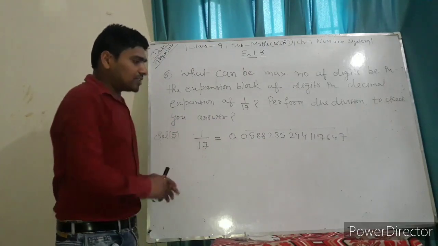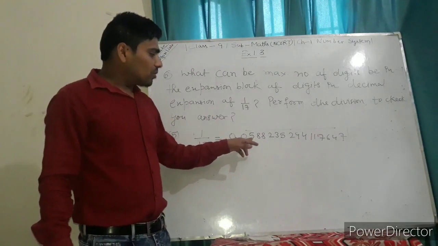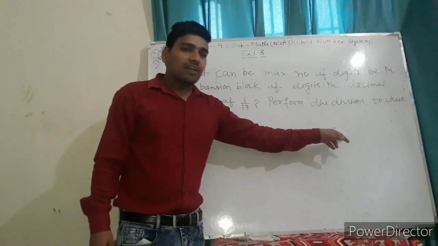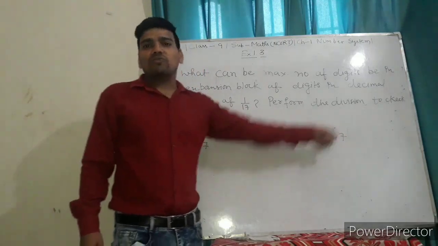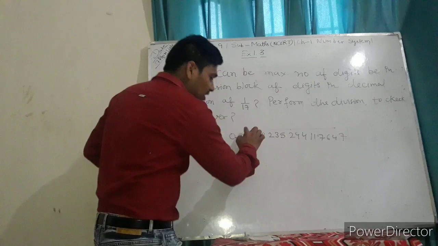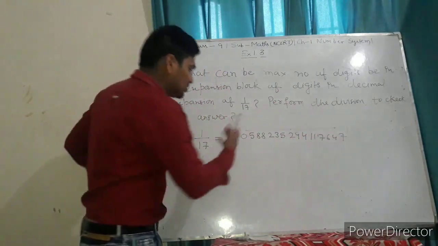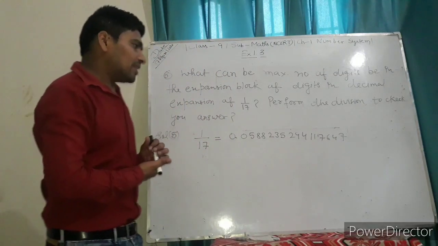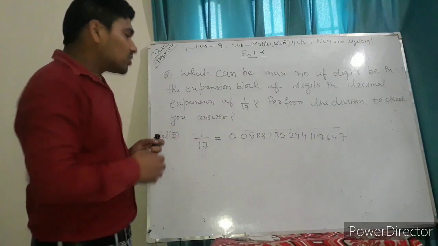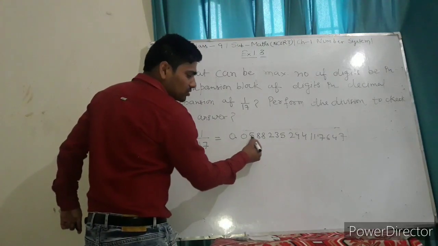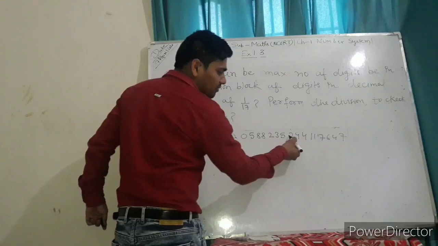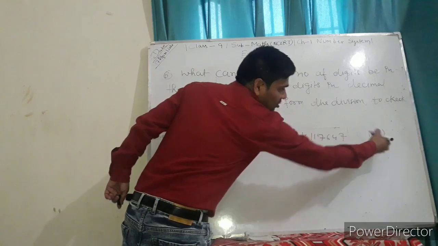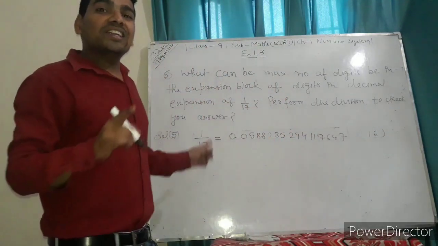The 1 upon 17 result will be 0.058823529411767 and after the 7 the repetition of this block begins. So I have written the complete bar on these digits. Okay, so what is it asking? After how many decimal places will this be repeated? If you count, you will count 1, 2, 3, 4, 5, 6, 7, 8, 9, 10, 11, 12, 13, 14, 15 and 16. So there are 16 digits. After 16 digits, it is going to repeat.